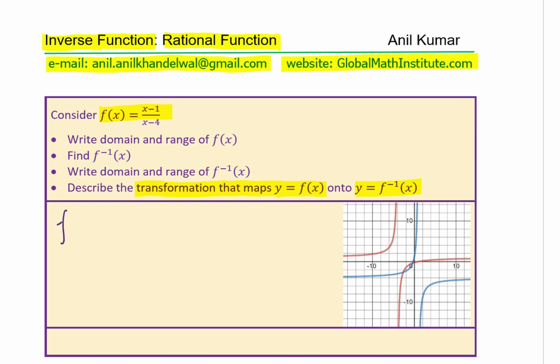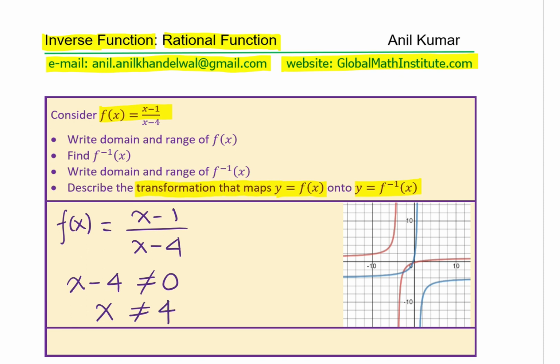When we are given the function f of x equals x minus 1 over x minus 4, as far as the domain is concerned, denominator cannot be 0. So we know x minus 4 is never equal to 0, and that means x is not equal to 4. So that is a restriction on the domain. Now to find the restriction on the range, we can find the horizontal asymptote.